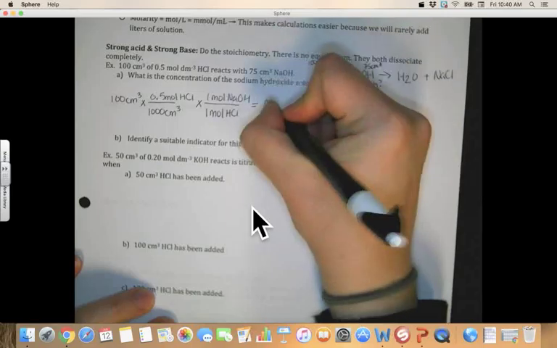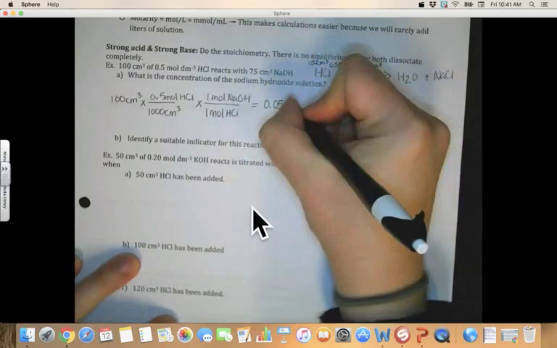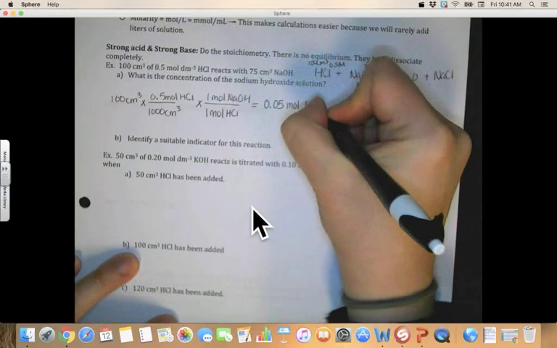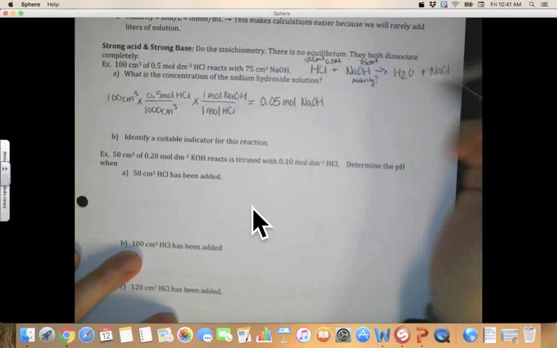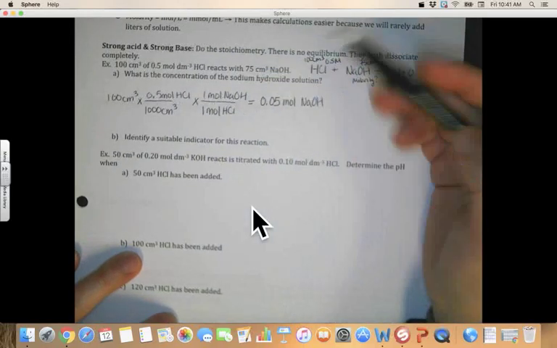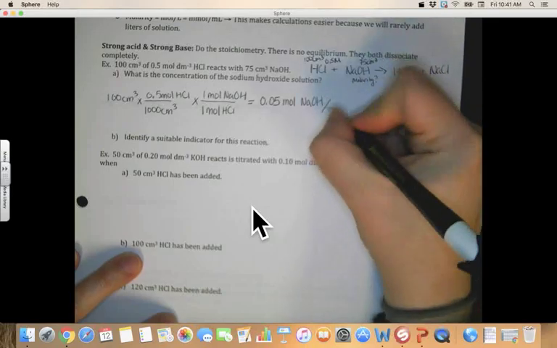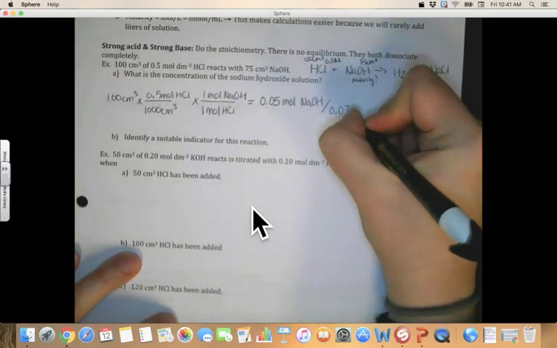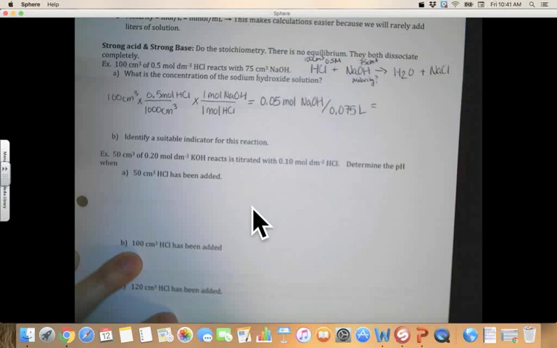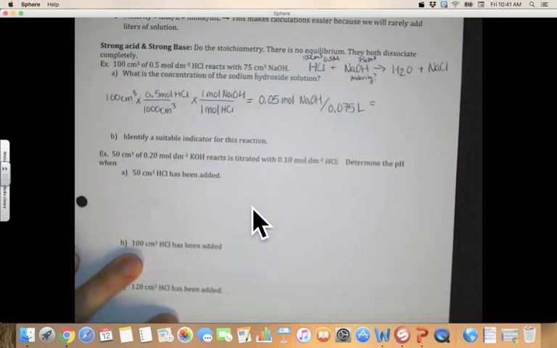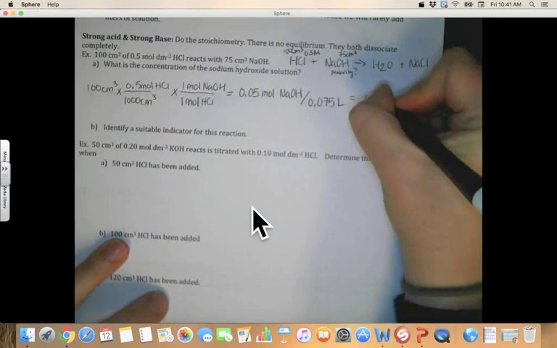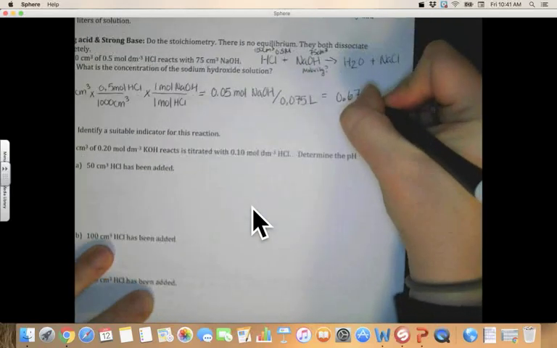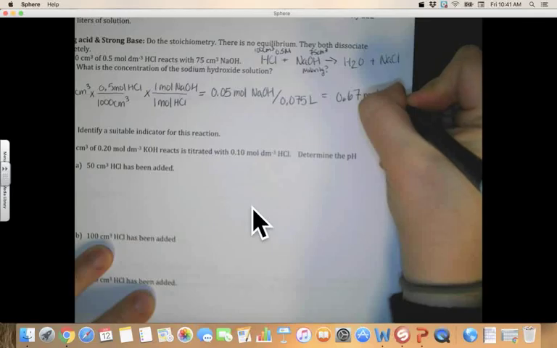So that's going to be 0.05 moles of NaOH. Well, I need to know the concentration, the moles per liter. So I have moles, and I know the volume is 75 cubic centimeters. So if I divide that by 1,000, it's 0.075 liters. And I get a molarity of 0.67 moles per cubic decimeter.